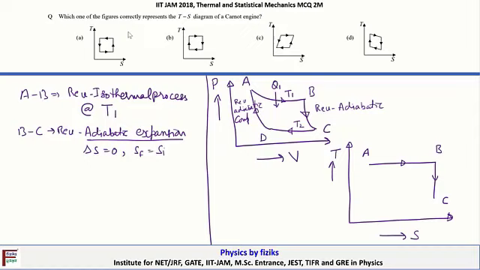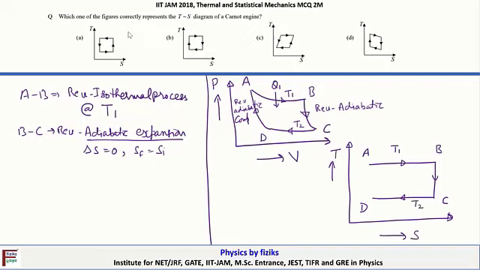Okay, the reversible isothermal compression. During the adiabatic expansion, the temperature of the gas has fallen to a new value, which is T2 here. Now C to D, because it's an isothermal process, again this will be parallel to the entropy axis. So this is C to D, and this process will be at temperature T2.